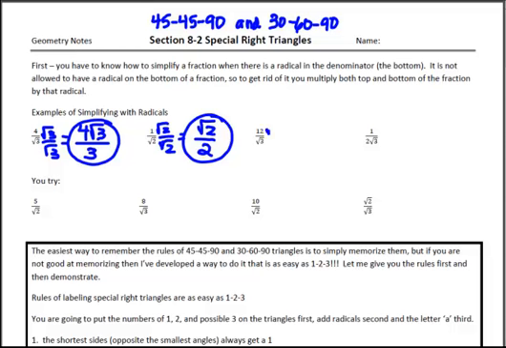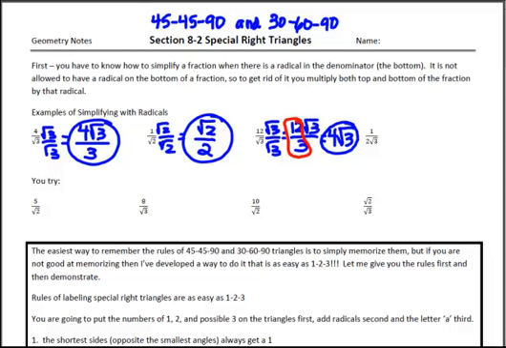Okay, this one I'm going to multiply top and bottom by the square root of 3. So on top I have 12 square roots of 3. On the bottom I have a 3. Now be careful. This one can be simplified because the number 12 over 3 can be reduced down. 12 divided by 3 is equal to 4. So my final answer is 4 with the square root of 3 next to it.